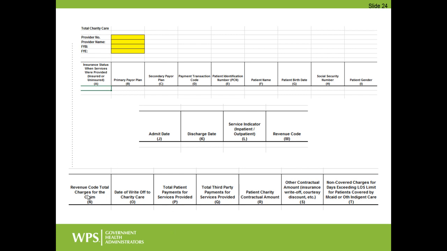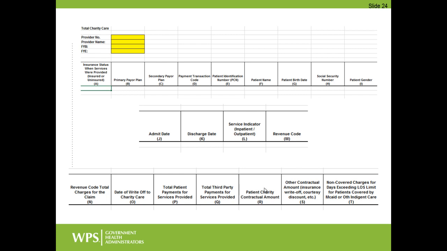Remember that here, for this listing, these were total charges for that claim. Some of them were approved for charity care, some of them were not. Some of them were covered by an insurance company, as we'll see in just a bit. So the total charges, what amount did the patient pay? What amount did a third party pay? And then R, was there a patient charity contractual amount? This is actually what we're looking for on line 20. Out of this entire claim, how much was approved for charity care based on your policy? So that's one more subtraction of those total charges.